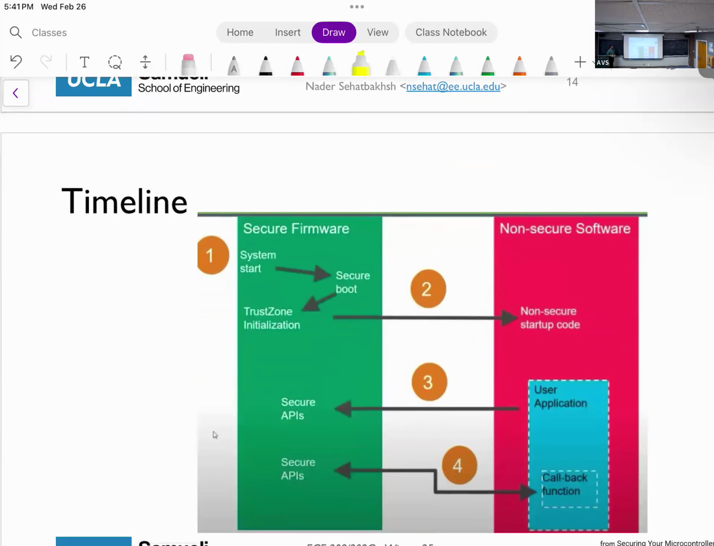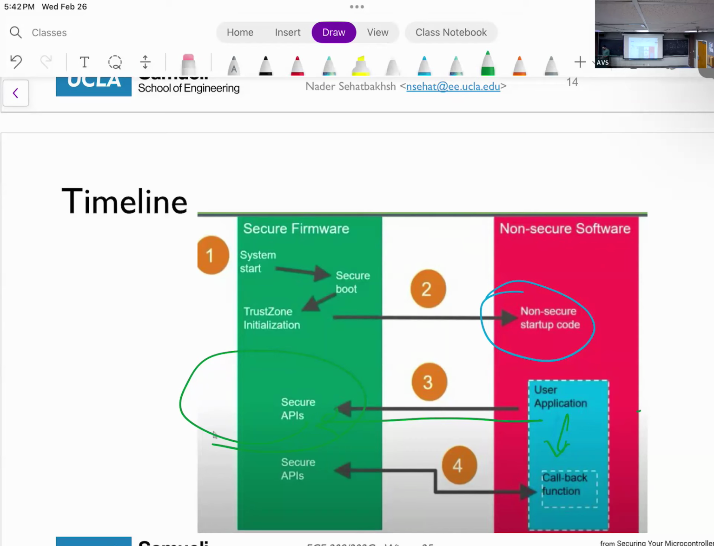So it would look something like this: we initially start at the secure firmware or secure world domain. We do the boot, we have the trust initialization, then we pass the control to initialize the rich OS. The rich OS starts executing applications. At some point, there will be a call to the secure world, and then at some point, this control will go back to the non-secure world.